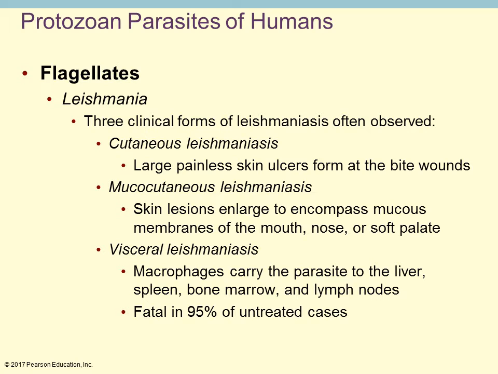Mucocutaneous is where the skin lesions tend to also enlarge and will also involve the mucous membranes, typically on the mouth, the nose, or the soft palate. And then the visceral form is where the parasite has now been transmitted to the liver, the spleen, the bone marrow, and the lymph nodes. If this occurs and treatment is not done, as you can see, the mortality rate is extremely high, about 95%.